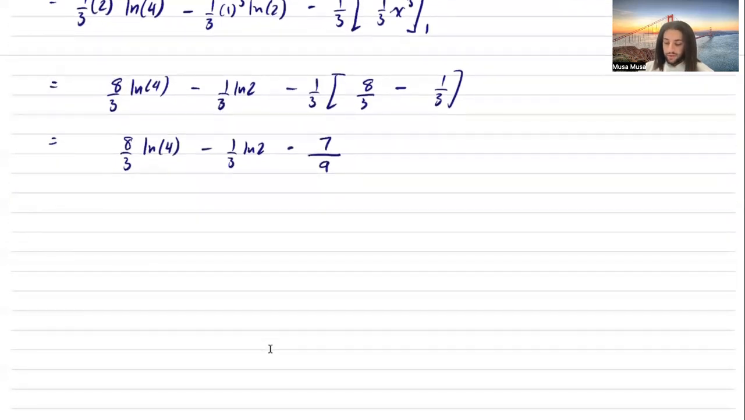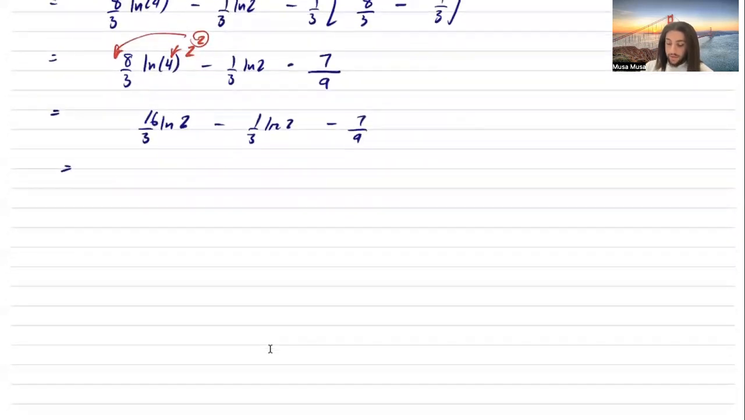Now, is there a way to simplify this? Probably. If you put it all as base 2, so let's make this 2 squared and then take that 2 down to the front. You're going to get 16 on 3 ln 2 minus a third of ln 2 minus 7 over 9. And then that gives you 15 over 3 ln 2. But then 15 over 3 is just 5. So 5 ln 2 minus 7 over 9.